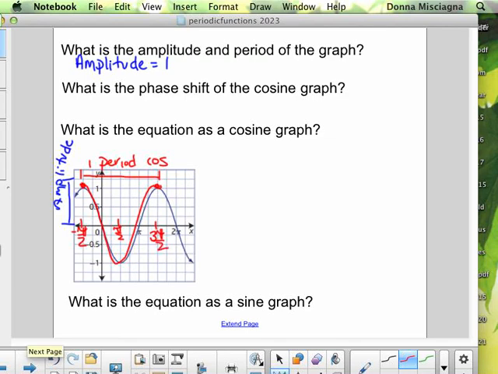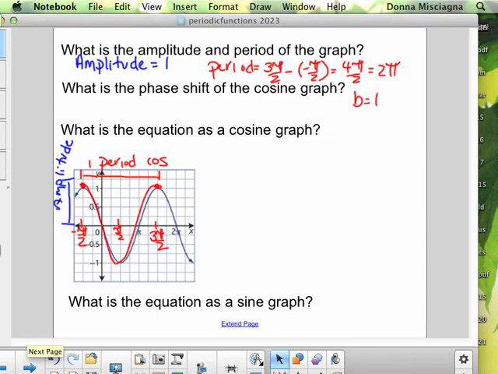All right, so the period ends at 3 pi halves, and it began at negative pi halves. So 3 pi halves plus pi halves is 4 pi halves, and that's just 2 pi. It's more apparent with the sine graph than the cosine graph, but the period is 2 pi. That means that b is 1.